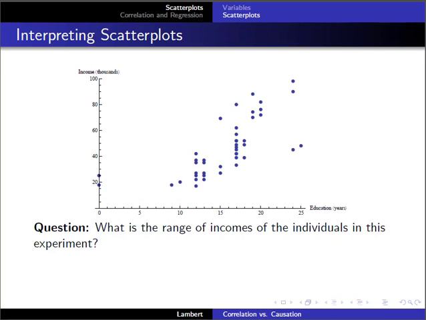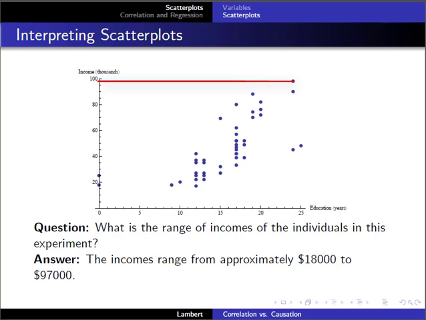And then we could do the same for the top end. If you look at the top end, we draw a line across. We can ballpark it 97, 98,000. So incomes range from about 17, 18,000 to 97, 98,000, somewhere in that vicinity. Okay, so we actually have an idea of what income ranges we can expect.